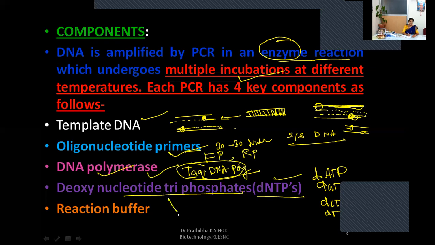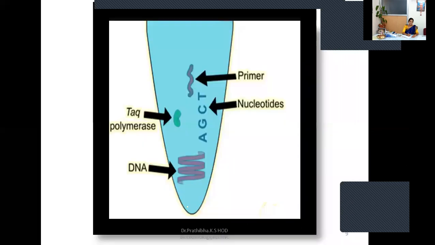In the PCR mixture tube, you need to put the DNA sample. Then the primer must be there. Then DNA polymerase must be there. Then many dNTPs you need to put. Then all these things will be suspended in the reaction buffer. Okay, this is all about the components of the PCR mixture or PCR experiment.